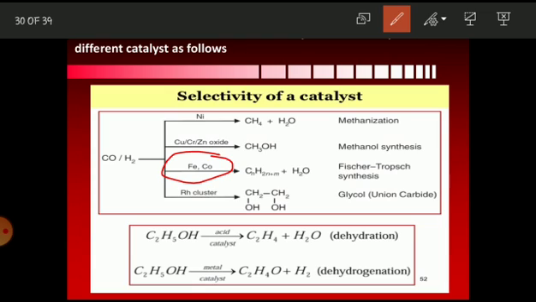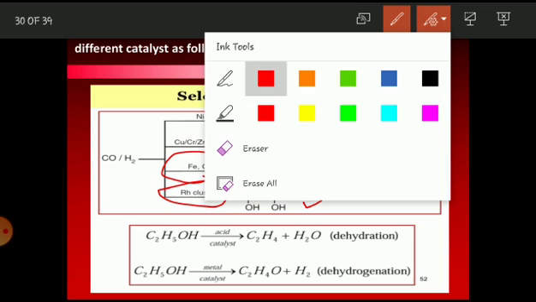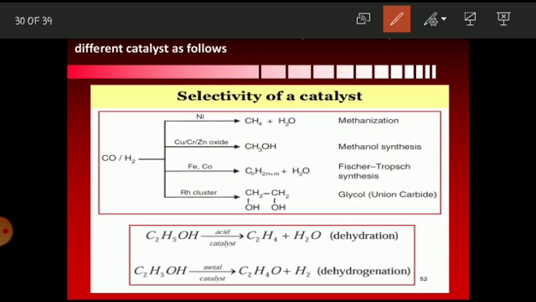So instead of iron and cobalt, if we use another catalyst, so when carbon monoxide reacts with hydrogen in the presence of a rhodium cluster catalyst, then we'll get glycol, that is the Union Carbide process. We'll get glycol as a major product. So this is the selectivity of the catalyst. Our catalyst will select the product.